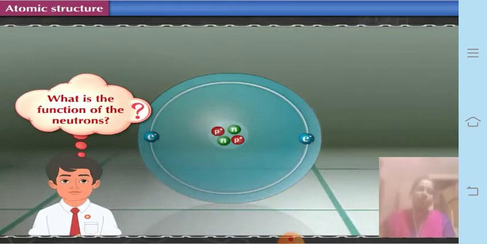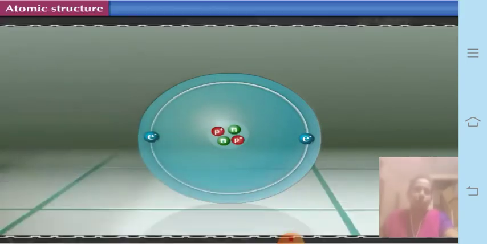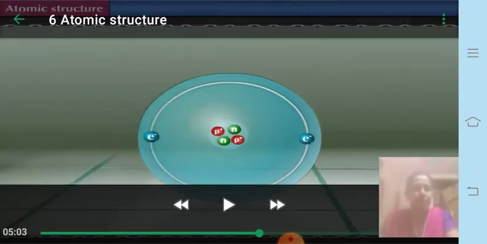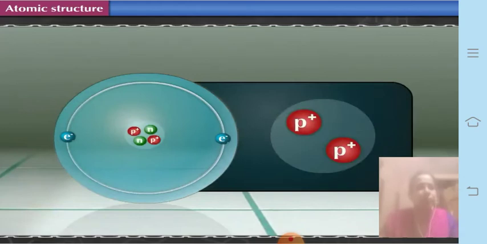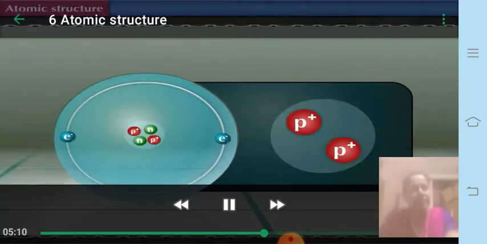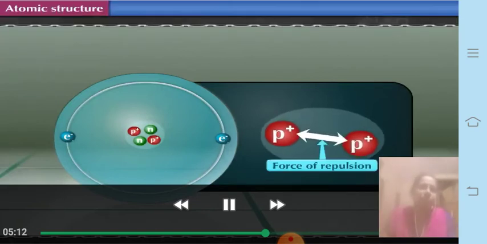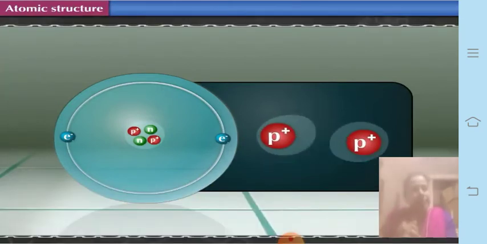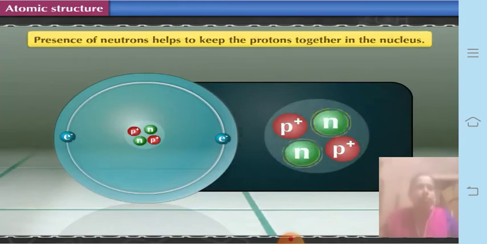Now, what is the function of the neutrons? We know that electrons have some function, protons have some function. Then why are neutrons present in an atom? Can you think why? It is very simple. You know that protons are positively charged. If there were only protons inside the atom, what would have happened? There would have been a force of repulsion between the protons, and the atom as a whole would have collapsed.